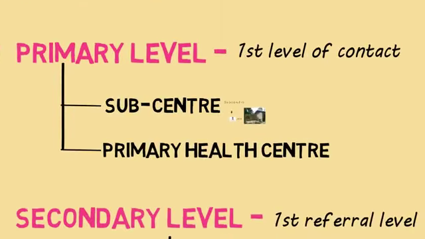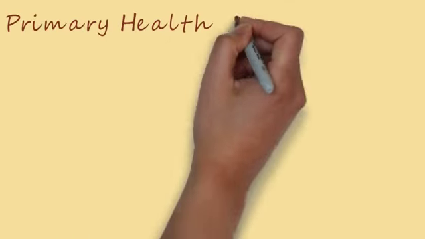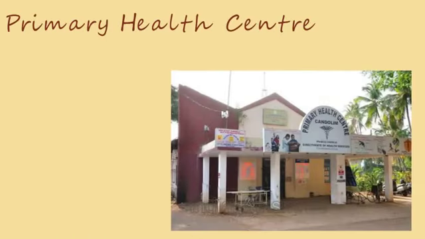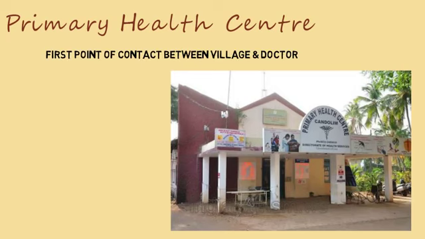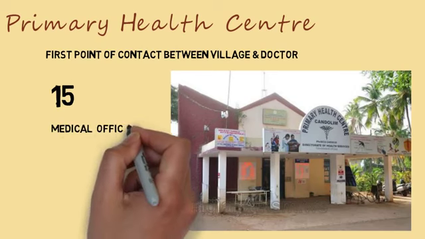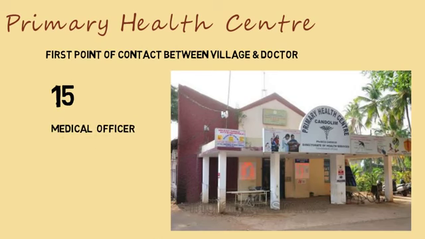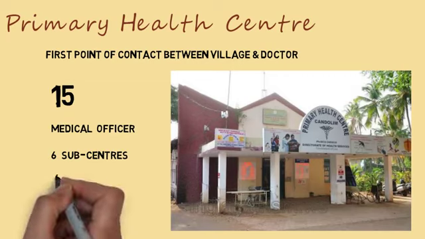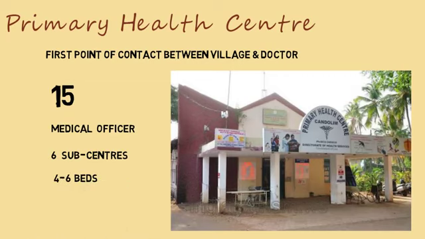Next, we talk of primary health center. It is the first point of contact between the village community and the doctor. It has a staff strength of 15 people, including a medical officer and a health assistant, which can be both male or female. The medical officer is considered to be the leader of the team at the PHC. Each PHC, or primary health center, acts as a referral center for 6 sub-centers, and they have a bed strength of 4 to 6 beds.